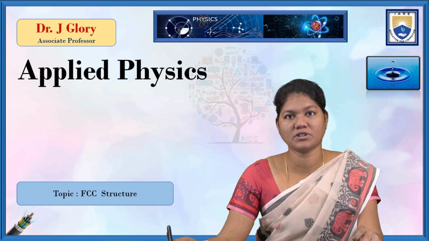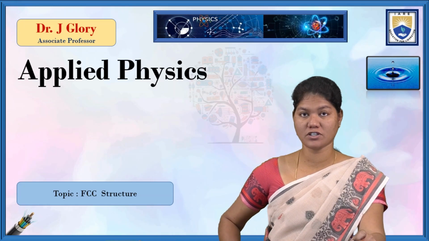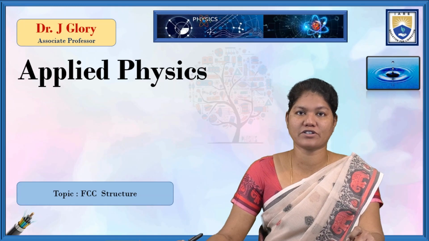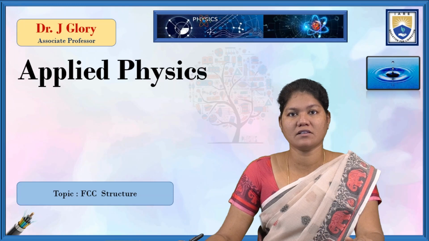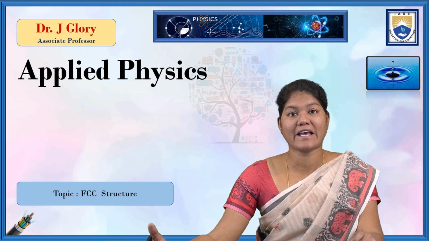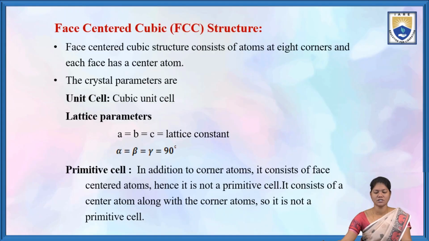Today, we will discuss the face-centered cubic structure. Previously, we have seen the simple cubic crystal structure and then the body-centered cubic structure. Now we'll see the face-centered cubic structure and what its characteristics are. The face-centered cubic structure consists of atoms at 8 corners and each face has a center atom.